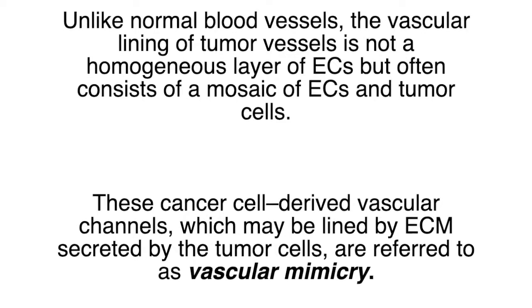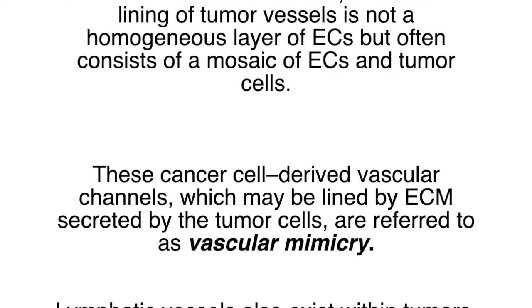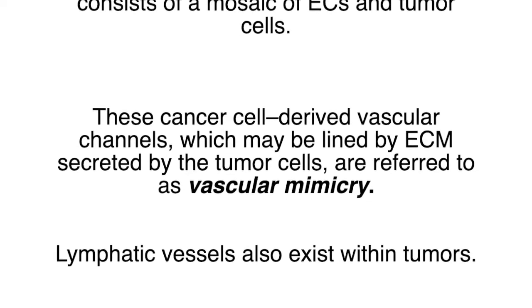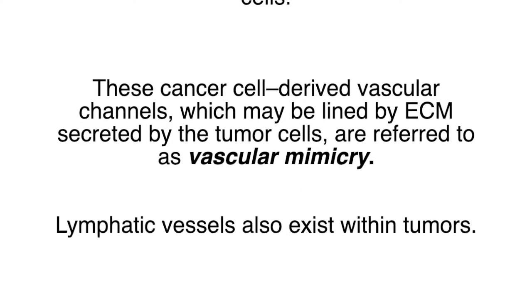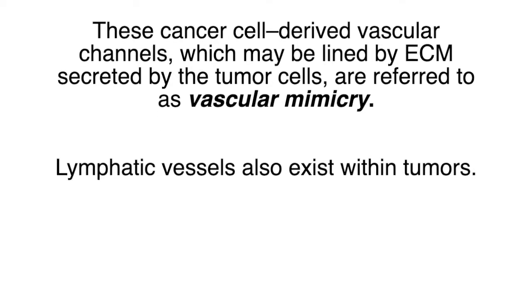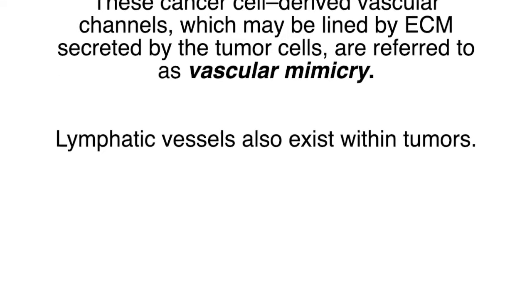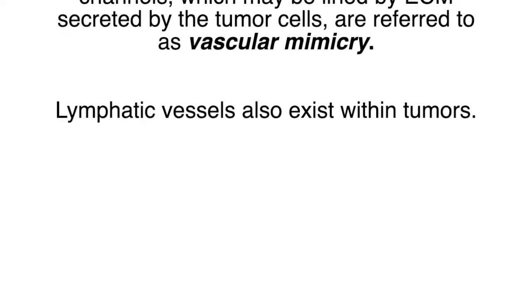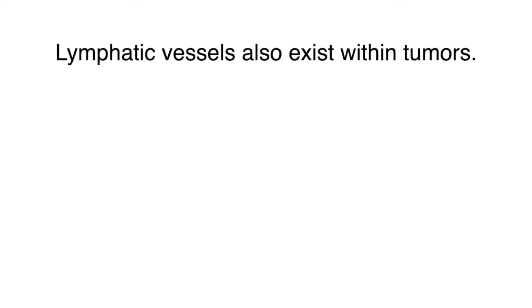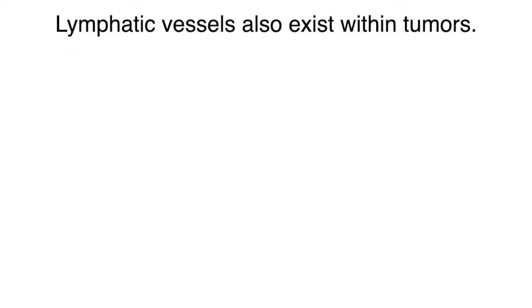Unlike normal blood vessels, the vascular lining of tumor vessels is not a homogeneous layer of ECs but often consists of a mosaic of ECs and tumor cells. These cancer cell-derived vascular channels, which may be lined by ECM secreted by the tumor cells, are referred to as vascular mimicry. Lymphatic vessels also exist within tumors.